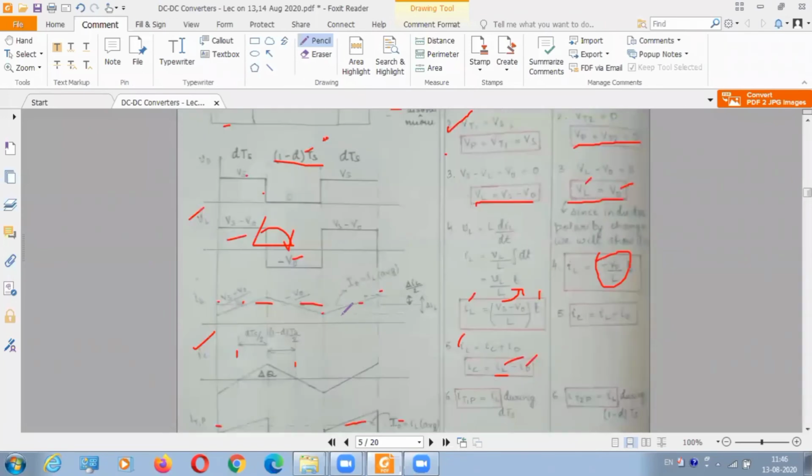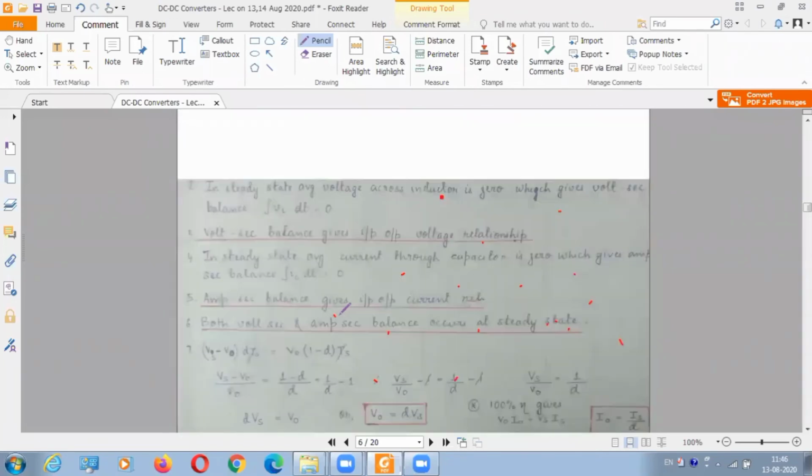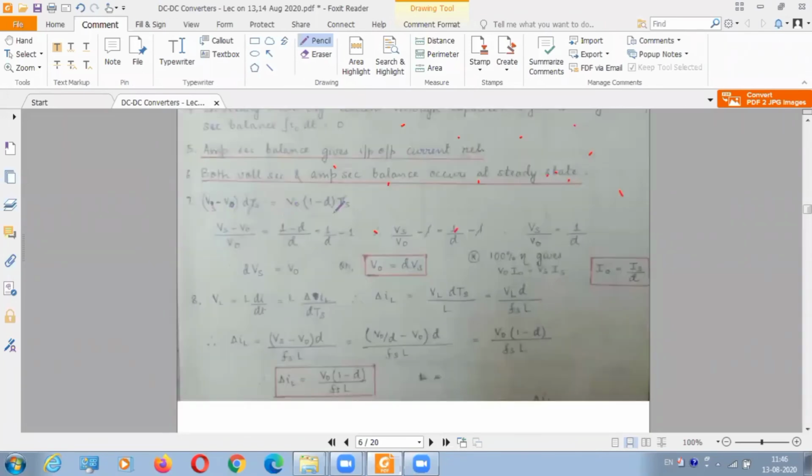So that supports your volt-second balance. From here, Vs minus V0, this V0 brought to this side, this D brought to this side, so (1 minus D) by D. So 1 by D minus D by D gives you 1. And from here you can find the relation: Vs by V0 is equal to 1 by D. So V0 is equal to D Vs. Very important. All these red marks are very important.